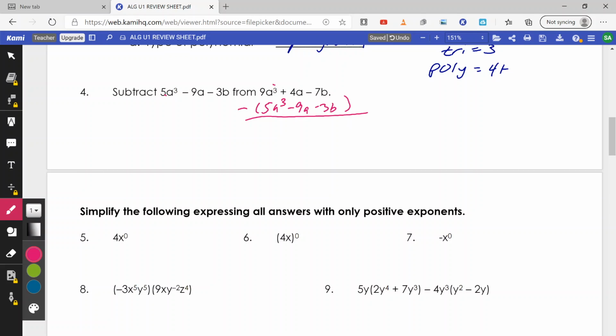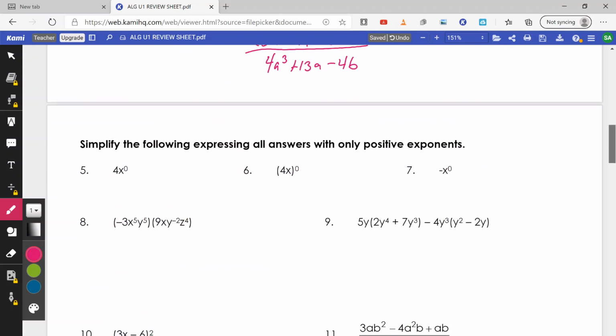So we go straight down the line. Everything's lined up nicely. So 9a cubed minus 5a cubed is going to give me 4a cubed. 4a minus negative 9a. So again, subtracting the negative, we end up adding. So 4 plus 9 gives me a positive 13a. Same with negative 7b minus negative 3b. So I really end up adding 3b. Negative 7 plus 3 is going to give me minus 4b. So there is the subtraction piece.